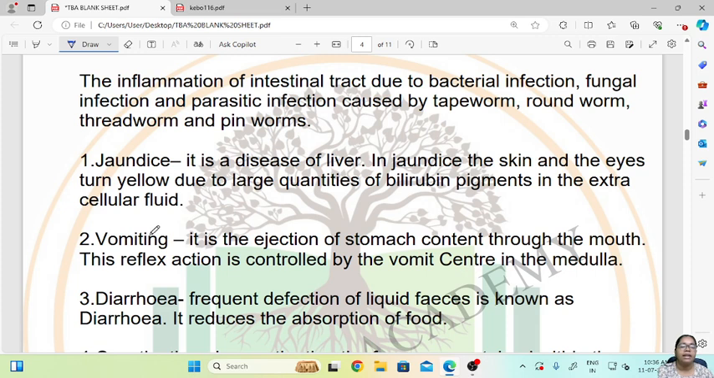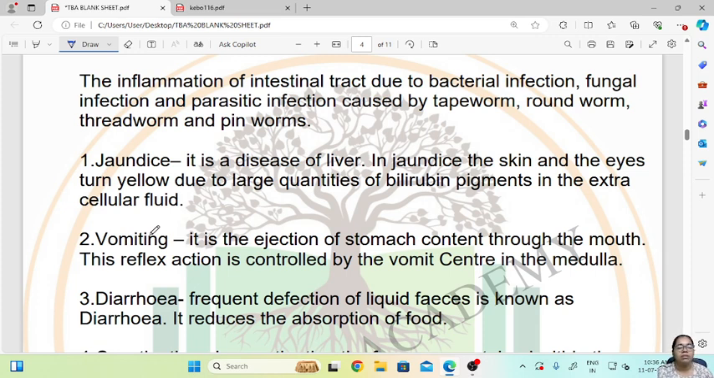Then the second disease is vomiting. So it is the ejection of the stomach contents through the mouth. The stomach will not accept the food, and it will come out through our esophagus and mouth. So this reflex action is controlled by the vomit center in the medulla.